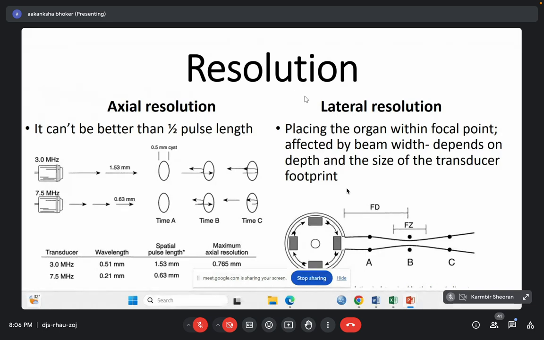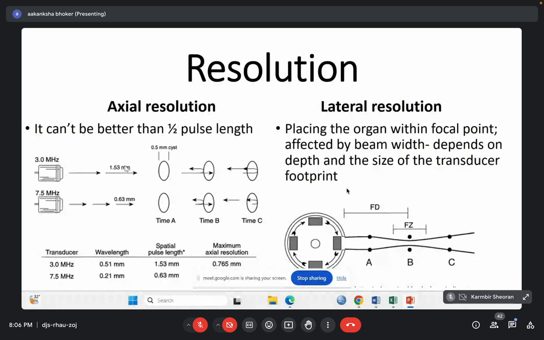Because what is the purpose of ultrasound? We have to diagnose. Okay, suppose there is a cyst and you are examining, you are using a transducer which is a low frequency transducer. The low frequency transducer generally has high pulse length.